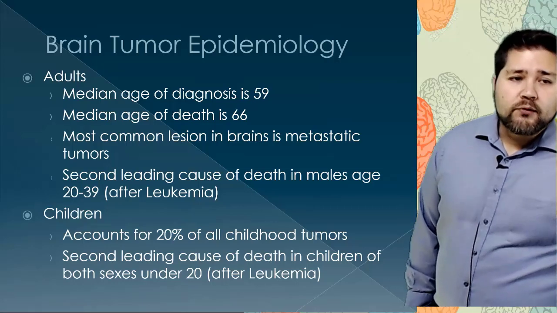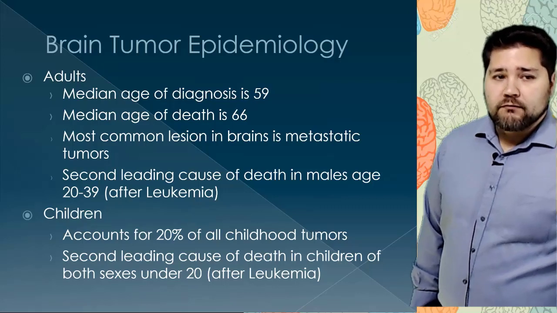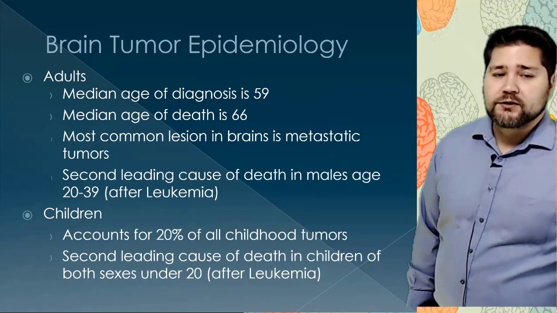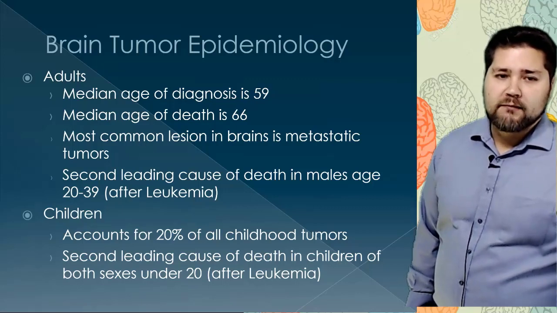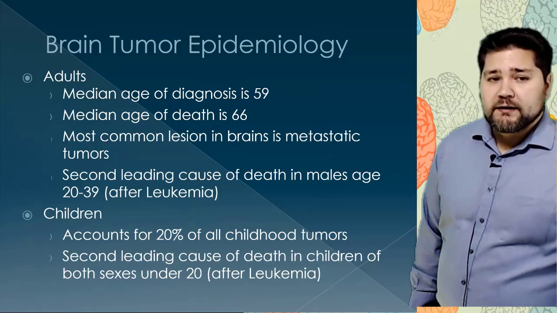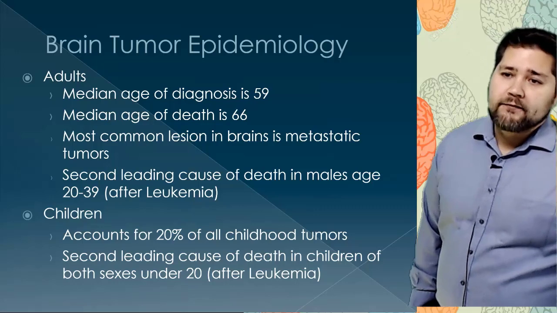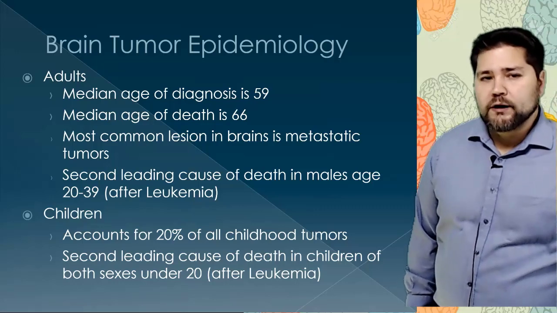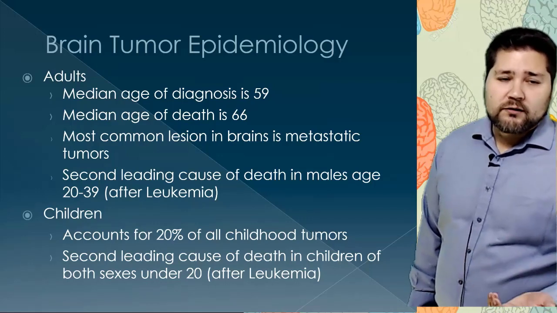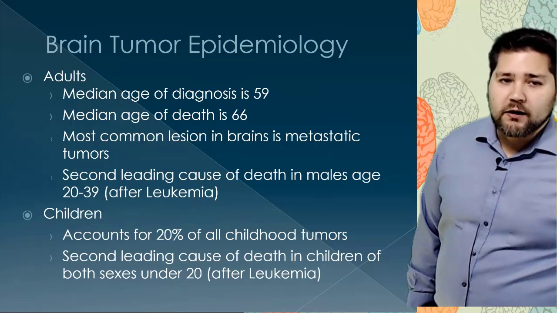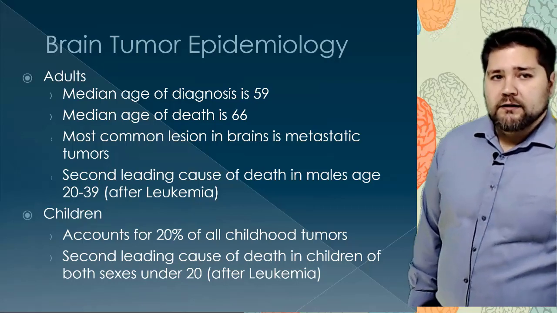In children, brain tumors are the most common tumor a child will get, but they're overall relatively rare. So brain tumors account for 20% of all childhood tumors. And for the most part, children can be really resilient to some of these tumors, and they can be quite amenable to treatment. However, for children, these are the second leading cause of death, again, after leukemia for individuals under 20. So they're definitely a serious problem, and a lot of that is not only just the fact that the tumor could be potentially malignant, but the location is just really hard to work with. We can't just go out resecting brain tissue willy-nilly.